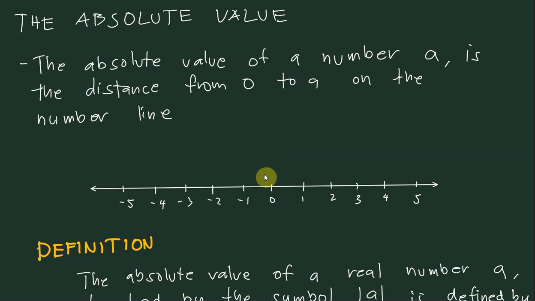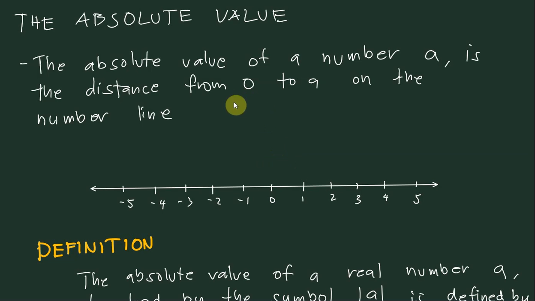Hello everyone, so let's now proceed to the absolute value. This is the last section for lesson 1.2. Let's define an absolute value. The absolute value of a number a is the distance from 0 to a on the number line.